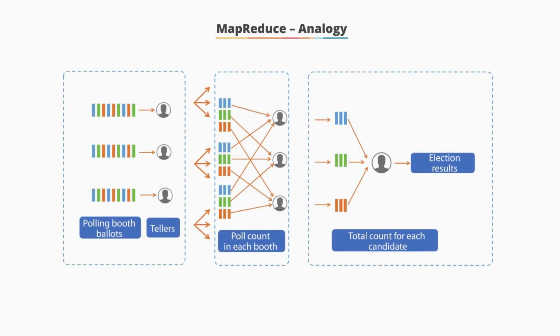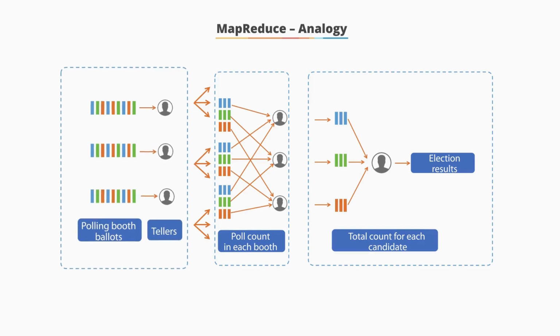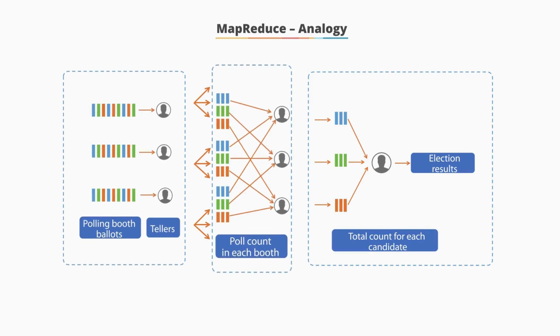Let's look at a MapReduce analogy. The MapReduce steps listed here use manual vote counting after an election as an analogy. In step 1, at each polling booth, ballot papers are counted by a teller. This is a pre-MapReduce step called input splitting. In step 2, tellers of all booths count the ballot papers in parallel. As multiple tellers are working on a single job, the execution time will be faster. This is called the map method.